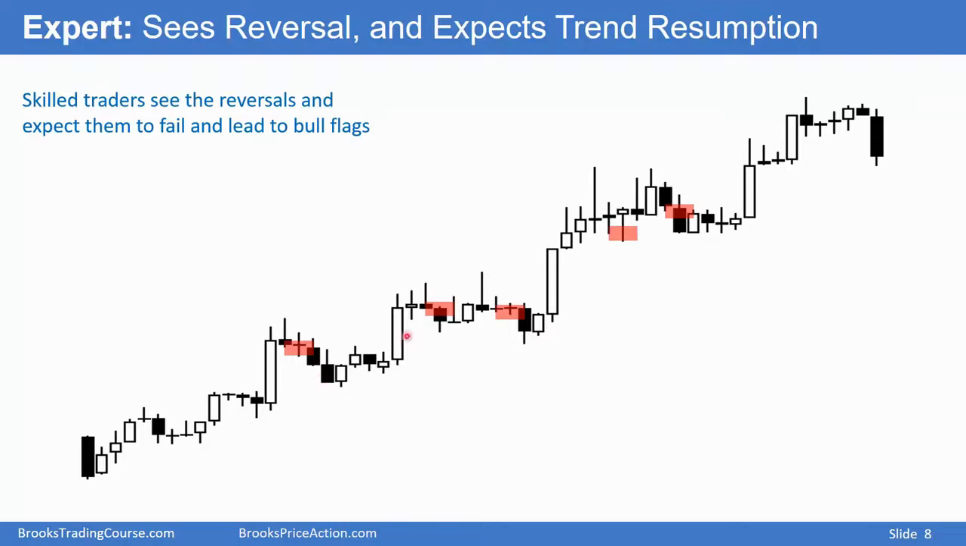Skilled traders see these same reversals, but they're not shorting. They're waiting for them to fail and become bull flags. They're buying the reversal up. They see the reversal down, and they expect that rather than a reversal into a bear trend, it'll fail and become a bull flag. Reversal down, they'll buy the reversal back up, and they'll put a stop down here. High probability, the risk is bigger. If they're buying up here, their stop is here, but the probability is very high, and they have a much better chance of making money taking a trade that has bigger risk because it has much higher probability.